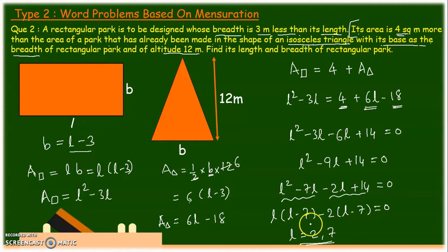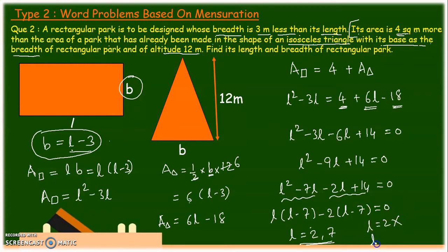So if you put L equal to 2, then what will we get as the value of B here? Here in place of L, if you put 2, then we will get the value of B as minus 1. So which is not possible. The breadth of the rectangle cannot be a negative value. So L equal to 2 is not possible.